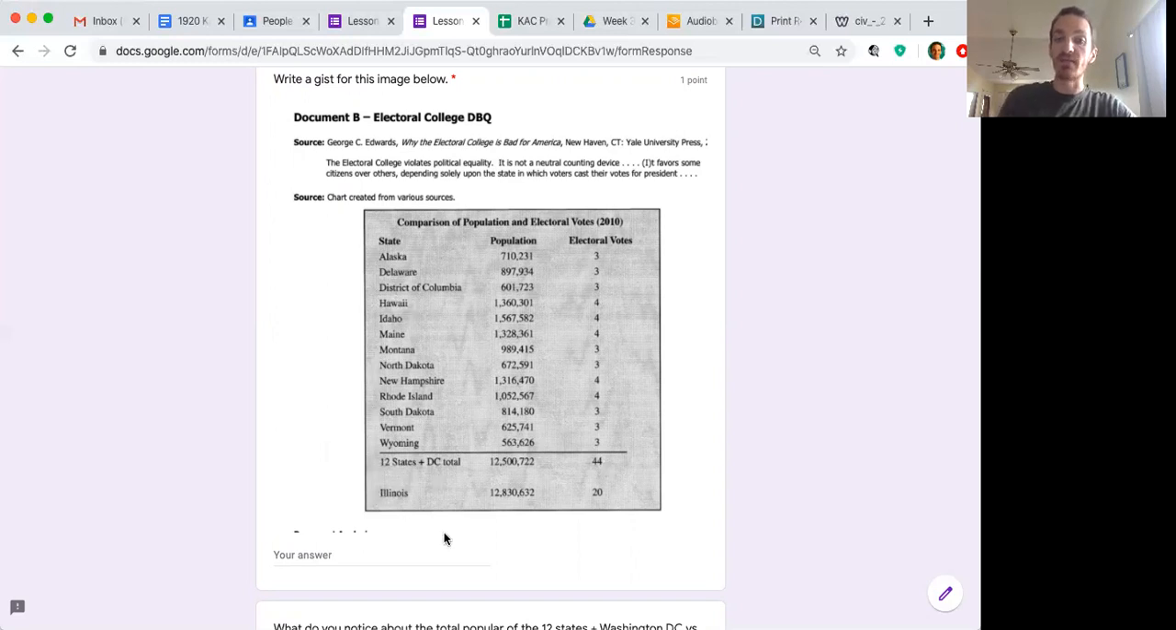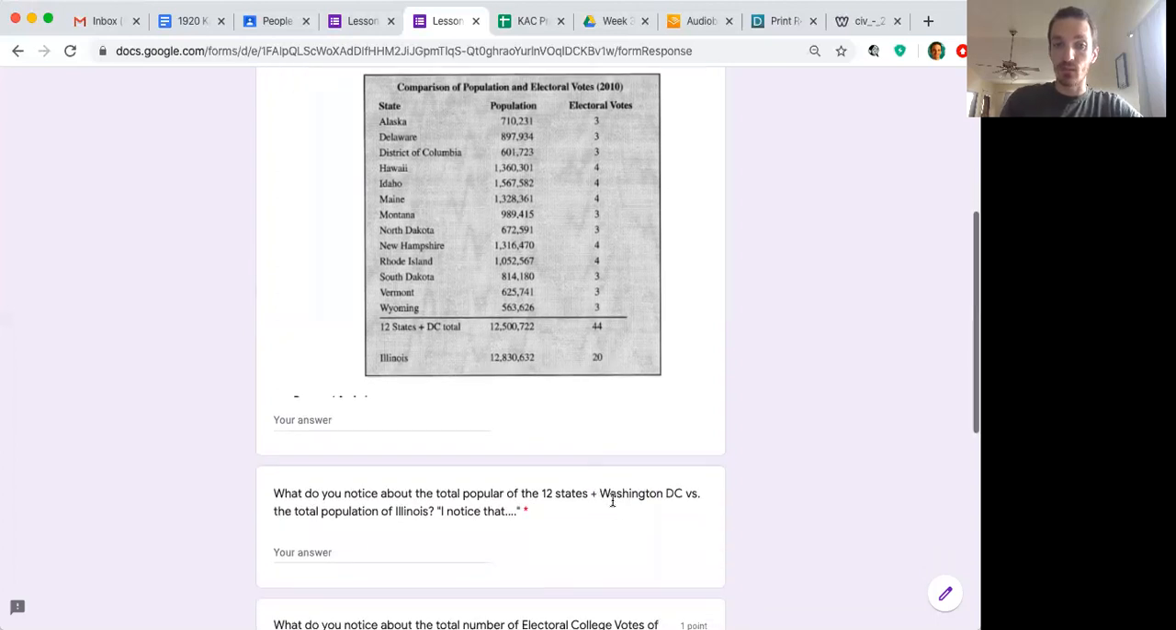This is Illinois. Their population is 12,830,632. They have 20 Electoral College votes. What do you notice about the total population of the 12 states plus Washington, D.C. versus the total population of Illinois? I didn't say which one was higher, which one was lower. Look at those numbers one more time. What do you notice about these 12 states' populations plus D.C. and then Illinois' population? What do you notice about that?